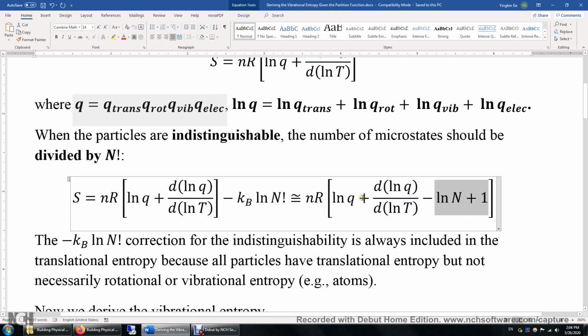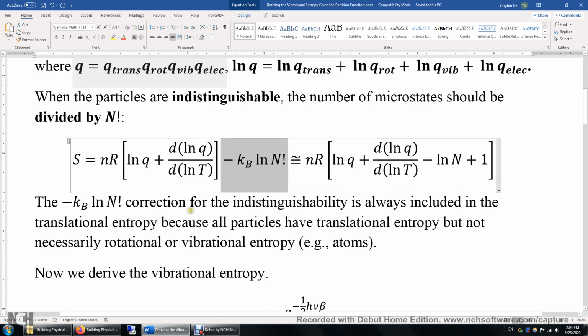So why don't we include this term in the rotational or vibrational entropy? It's simple because sometimes you are looking at the entropy of atoms. And atoms do not have rotational energy levels or vibrational energy levels. Therefore, they do not have rotational partition function or vibrational partition function, and therefore there's no rotational entropy or vibrational entropy for atoms. So it's more convenient to include this correction in the expression of the translational entropy.